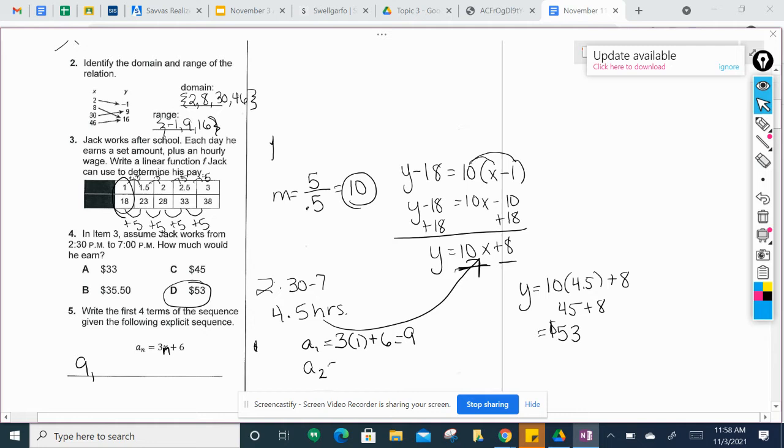Then I'm going to find A sub 2 by replacing the N with a 2. So 3 times 2 is 6, plus 6 more gives me an answer of 12. My next term is 12.